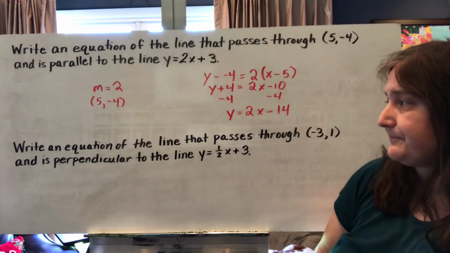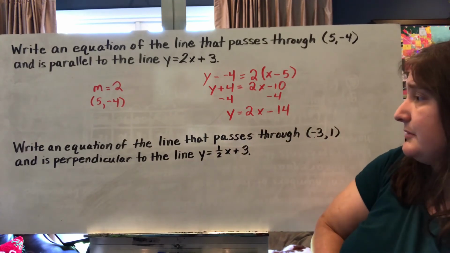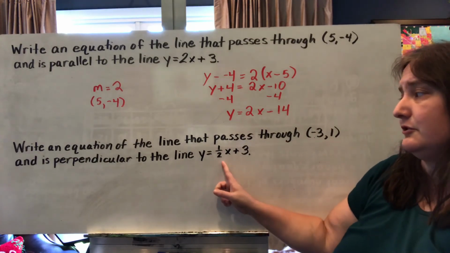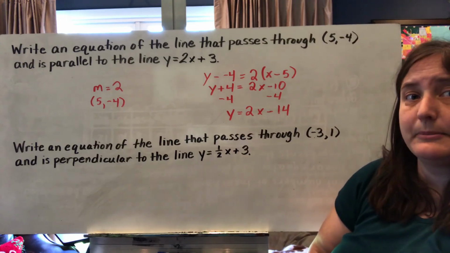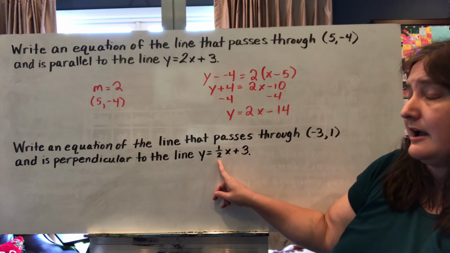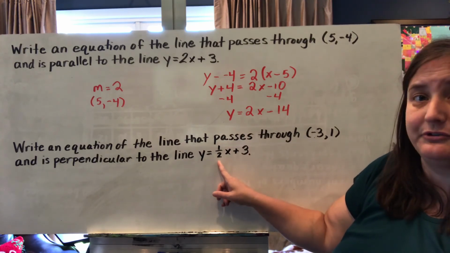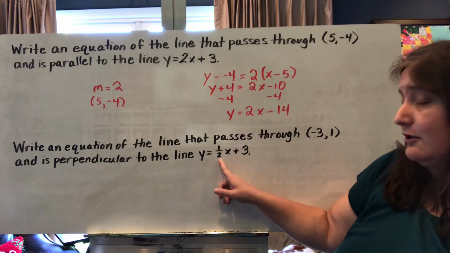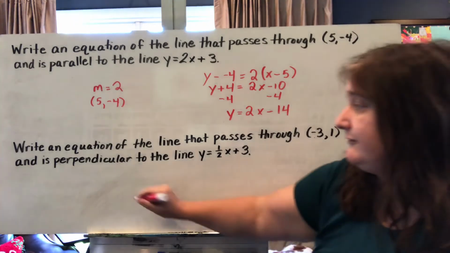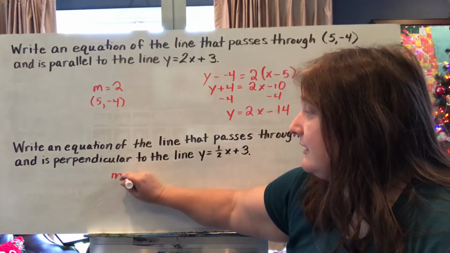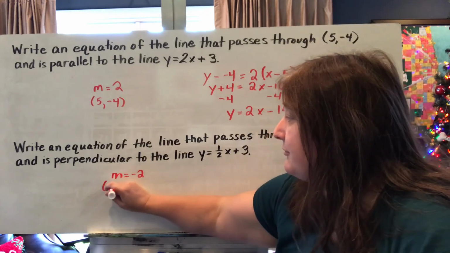There's my equation. Here they want an equation of a line that passes through negative 3 comma 1 and is perpendicular to the line y equals 1/2 x plus 3. So since they're perpendicular, this guy that I'm writing an equation for is going to have a negative reciprocal slope to this line's slope. So this line has a slope of 1/2. That negative reciprocal is negative 2. So my line is going to have a slope of negative 2, and it goes through the point negative 3 comma 1.